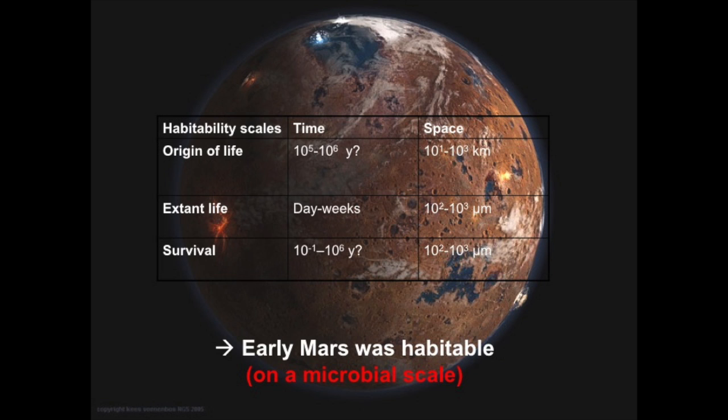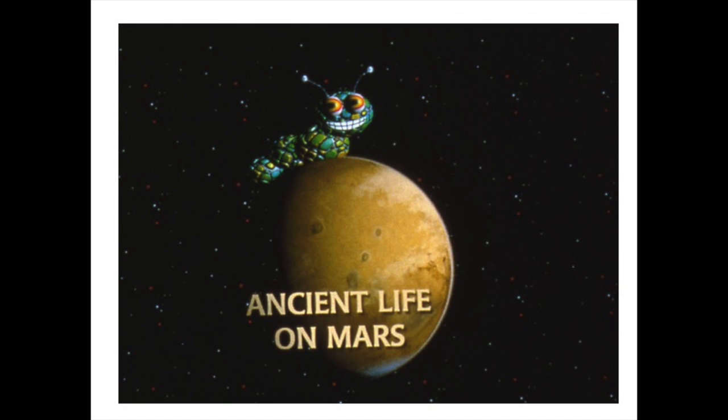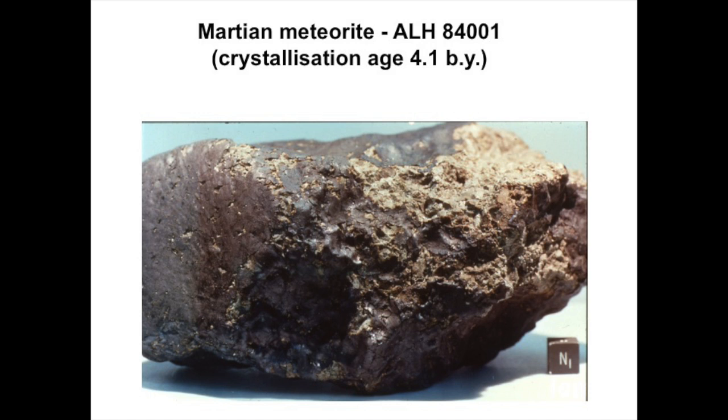We do have a rock. Most of the meteorites from Mars are quite young. They're about 1.2 billion years old or younger. There are a couple that are old, and one of the most notorious is this meteorite called the Annan Hills 84001. It was found in 1984. It was identified as a Martian meteorite in the early 1990s.